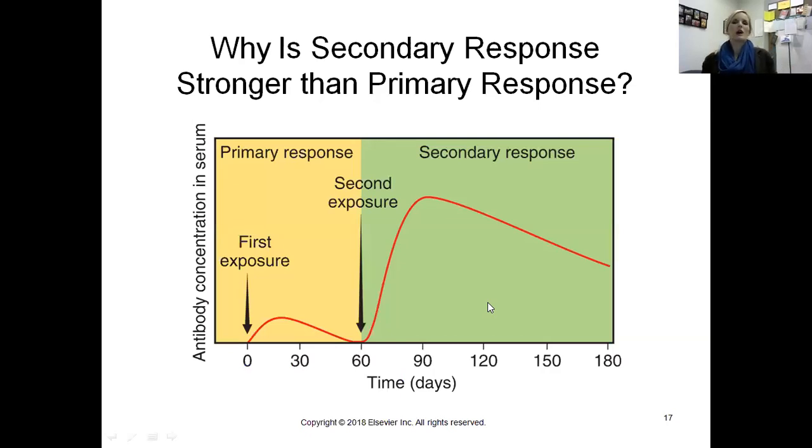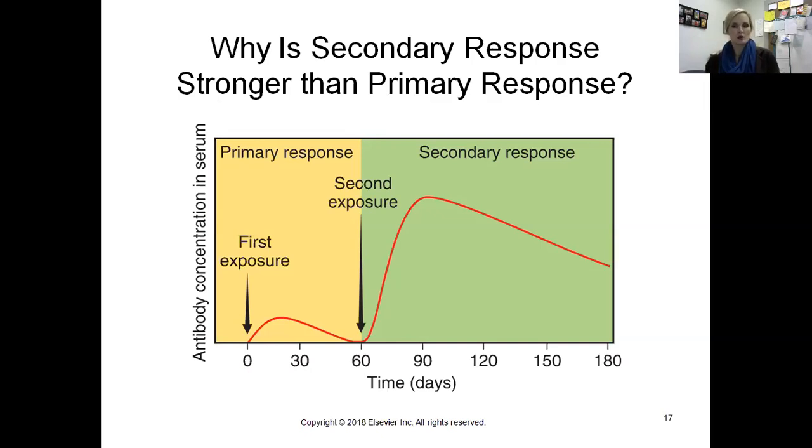So why is the secondary response stronger than a primary response? I've mentioned to you guys before that we will respond better if we've been exposed to something before. Upon the first exposure to some type of antigen, some type of pathogen, we'll call it a bacteria or a virus, whatever, my body doesn't recognize that. That's the first time we've ever been exposed to it, so we produce a couple antibodies, we may get sick, we fight it off. Okay, cool.